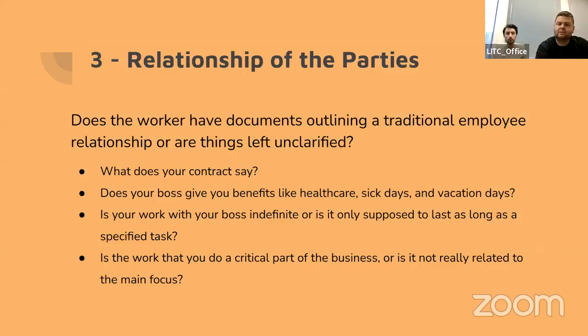Then we also ask, is the work that the worker does with the boss indefinite? So going on however long they choose to keep it going, or is it only supposed to last for as long as a specified number of tasks or even a single task? If an employer or a boss is saying, hey, I'm going to pay you this amount of money to do this one thing, that's typically more an independent contractor. But if they're saying, here, let's start working together and I'll pay you this amount per month, and there's no definite end date for that work, that's more of an employee.